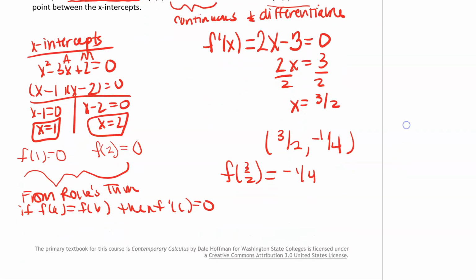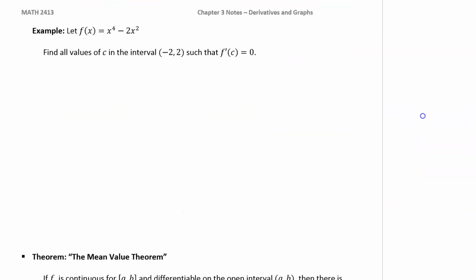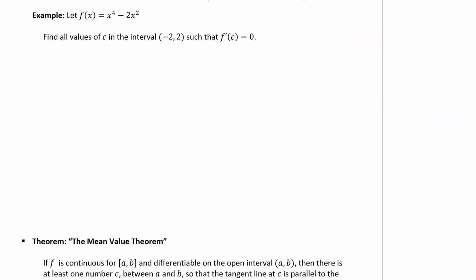Let's do another example in a different kind of function. This one says, let f of x equal x to the fourth minus 2x squared. Find all values of x in the interval such that f prime of c is equal to 0.